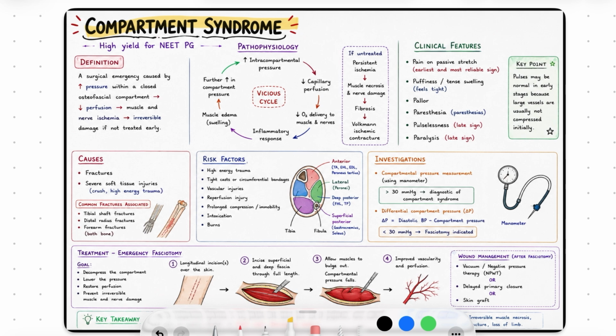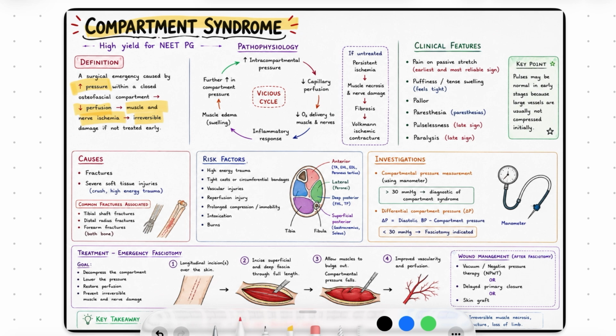So for the definition, this is a surgical emergency caused by an increase in pressure within a closed osteofascial compartment, and that causes a decrease in perfusion, which causes muscle and nerve ischemia, and this causes irreversible damage. I think most of you might not understand this, so let's get into the pathophysiology of this thing.